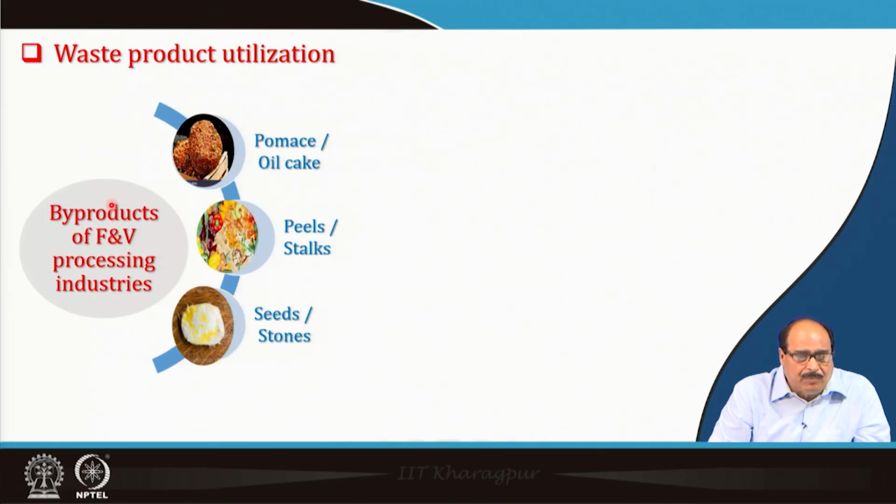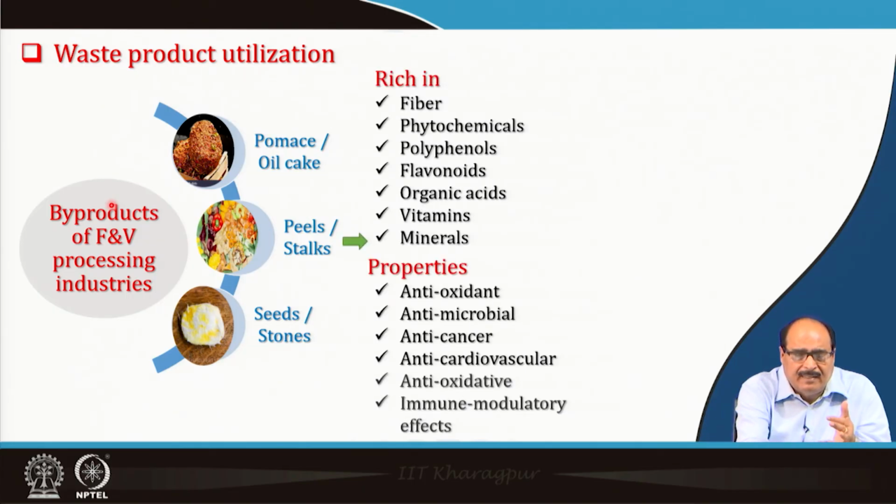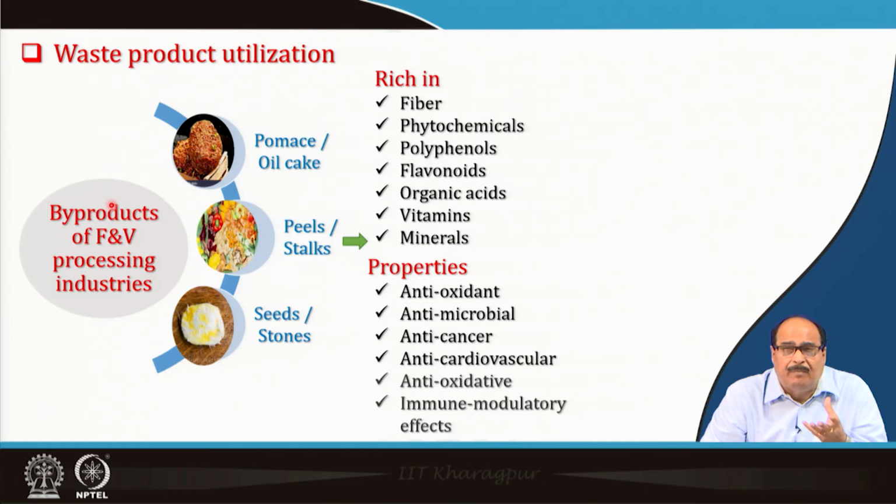So, waste product utilization, if we concentrate mainly on fruit and vegetable processing: after processing of fruits and vegetables, what are the different wastes generally? These may be pomace or oil cake, peels, stalks, seeds, stones, all those things, and all these wastes are rich in fibers, phytochemicals, polyphenols, flavonoids, organic acids, vitamins, minerals, and they have good antioxidant, antimicrobial, anti-cancer and anti-cardiovascular properties, or they also have an immune modulatory effect.